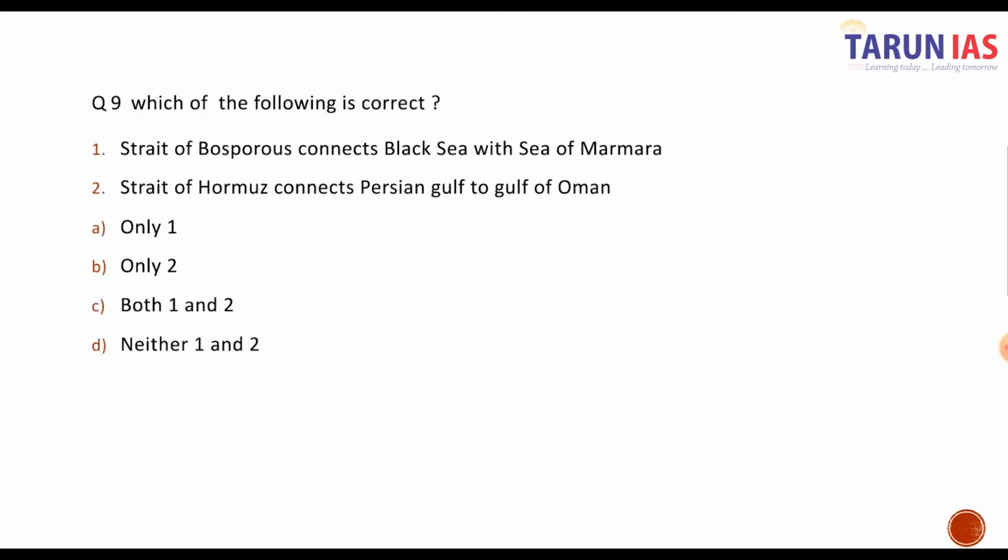Alright, so let's move on to the next question. Which of the following is correct? So two statements are given and you have to choose the correct option. Strait of Bosphorus connects Black Sea with Sea of Marmara. The Strait of Hormuz connects Persian Gulf to Gulf of Oman. So you see, two straits have been mentioned here, the Strait of Hormuz and the Strait of Bosphorus.